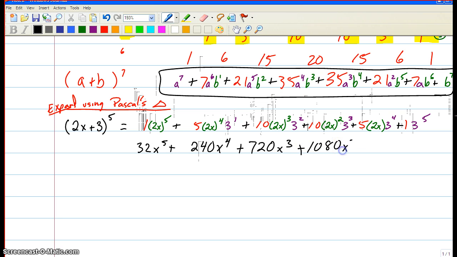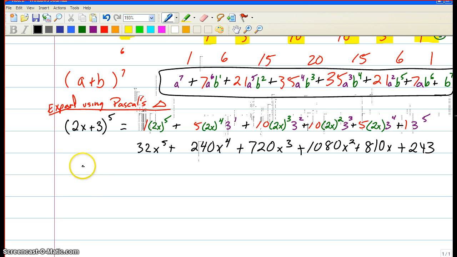plus 10 times 2 to the 2nd power times 3 to the 3rd power, 1080 x squared plus, keep going with the pattern, 5 times 2 times 3 to the 4th, 810 x, and then plus 3 to the 5th times 1, so it's just 3 to the 5th, 243.